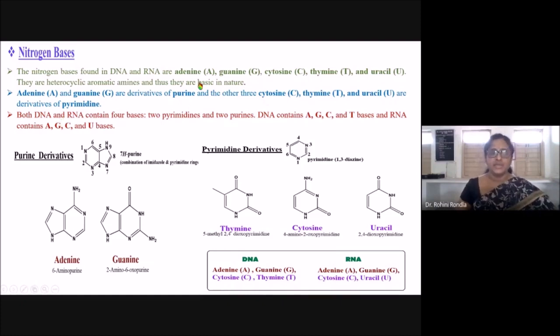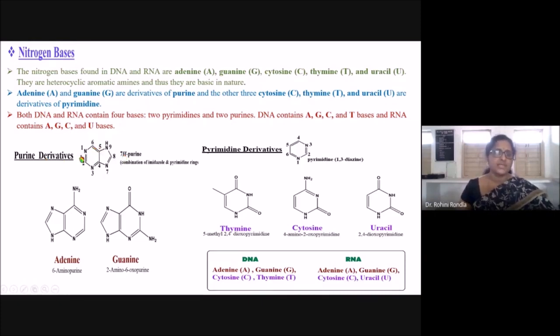See, these adenine, guanine, cytosine, thymine, and uracil nitrogen bases are actually heterocyclic aromatic amines. You can see the structures here also. In this, adenine and guanine are derivatives of purine. Purine derivatives. Let us see the purine structure.